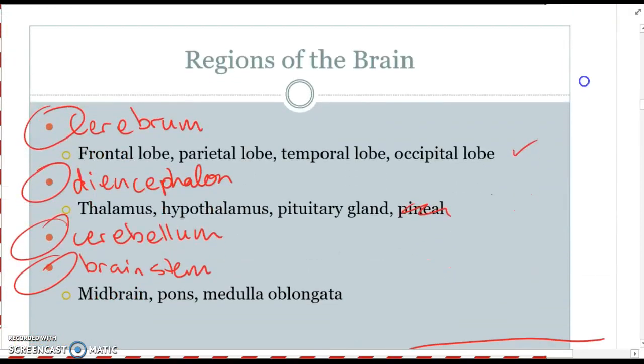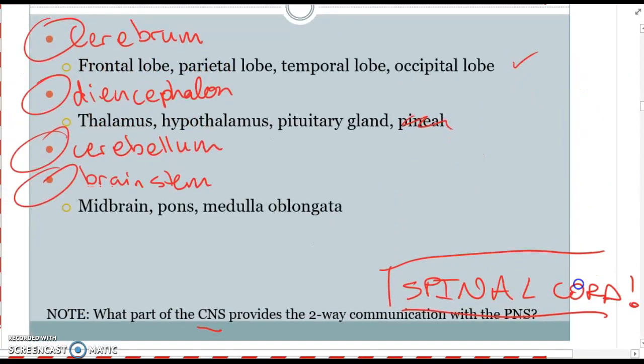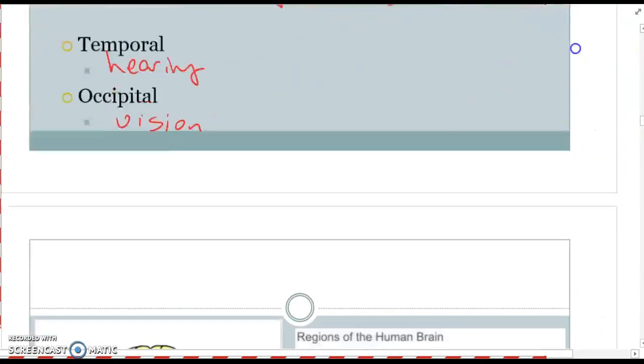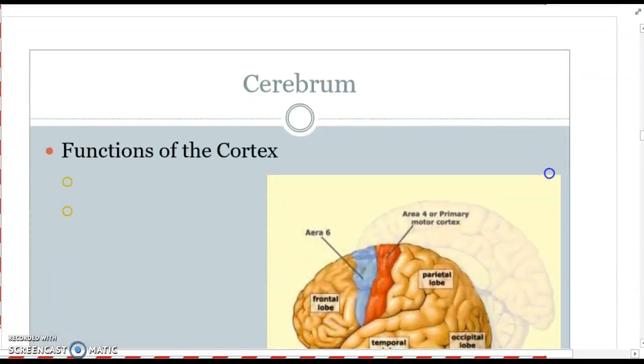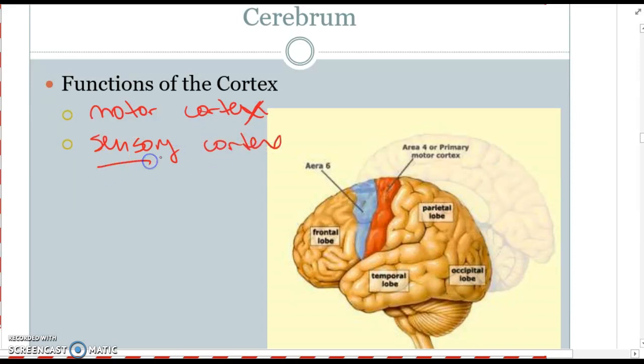So we've talked about the different regions of the brain. We got to the cerebrum and the frontal lobe, parietal lobe, temporal lobe, occipital lobe. Now we're going to move on down to the cerebrum. Okay, so this is where we left off. So the functions, mainly here is the motor cortex, and if you think motor, think movement. And then there's the sensory cortex, and just think senses.